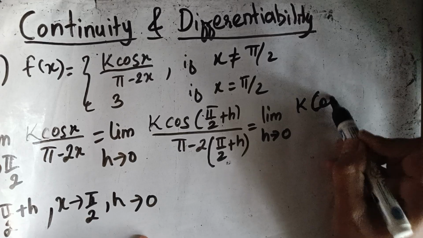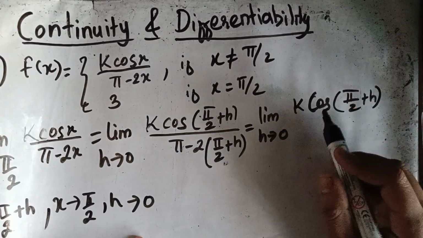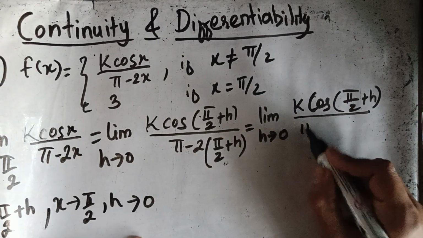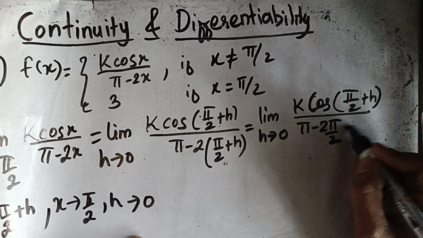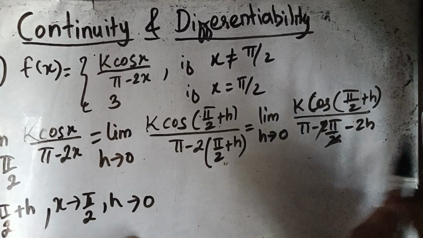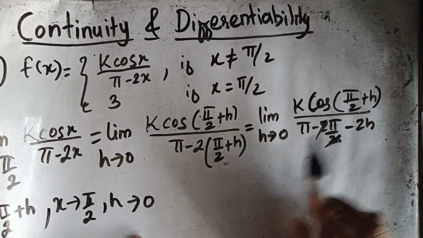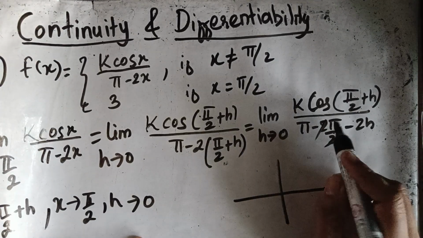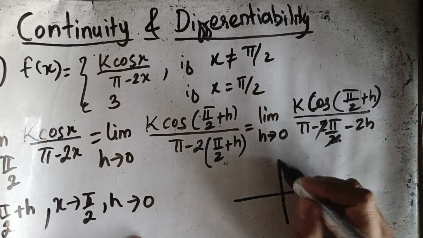k cos of pi by 2 plus h upon, this is pi minus 2 times pi by 2 minus 2h. So this gets cancelled, pi minus pi is 0. So we'll get here minus 2h. And from this, that is pi by 2 plus h, means cos of pi by 2 plus h.